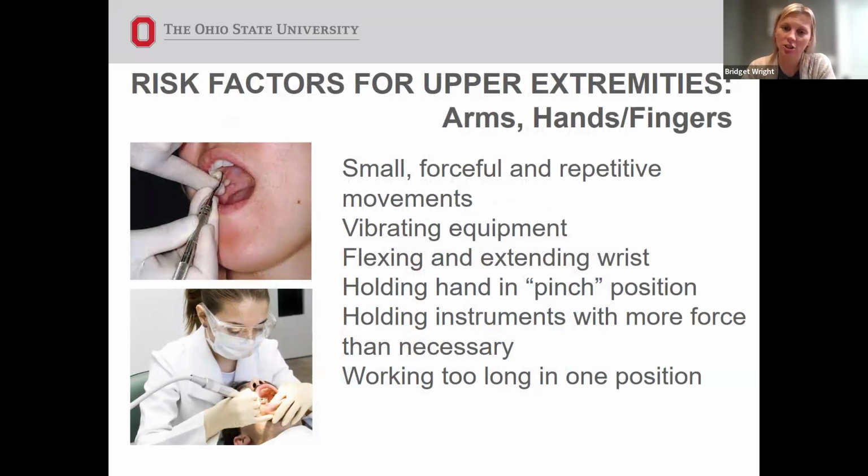So some risk factors for your arms, hands, and fingers include repetitive motions, like small, fine-tuned motions over and over and over again, which we always do in the dental field. Using vibrating equipment, which includes handpieces that we're going to be using for coronal polishing, or other dental professionals' handpieces, or even making temporary crowns, the ultrasonic scaler for hygienists, plenty of things that are vibrating that can cause problems with your hands and fingers.